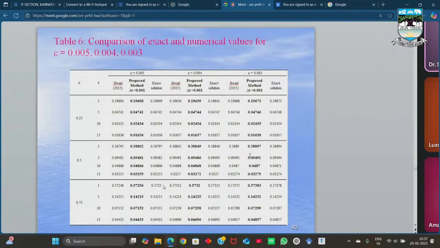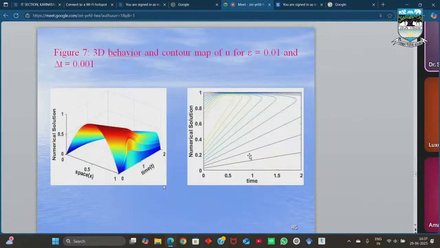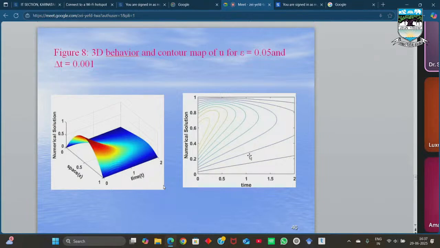And in this table we have compared the results for different values of epsilon with the values already given in the literature. And this is the graphical behavior shown at different time intervals, which shows that whether the time is small or large, the values are not oscillating at any point and are converging smoothly. This is the contour behavior for epsilon equals to 0.05.